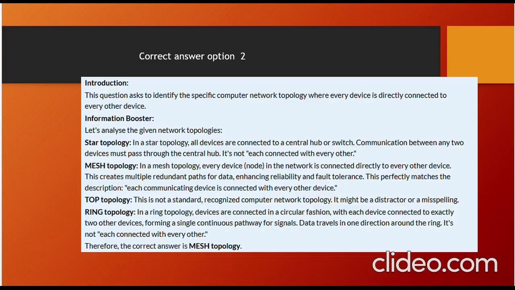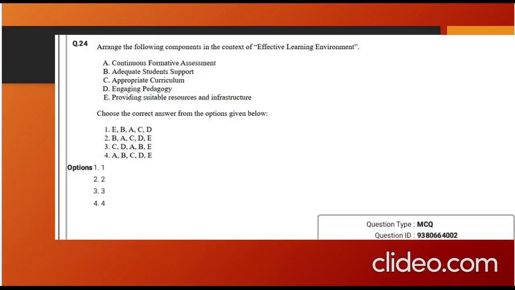Next question. Arrange the following components in the context of effective learning environment. A. Continuous formative assessment. B. Adequate student support. C. Appropriate curriculum. D. Engaging pedagogy. E. Providing suitable resources and infrastructure. The correct answer is taken from the options given: E, B, A, C, D; B, A, C, D, E; C, D, A, B, E; A, B, C, D, E. Options given 1, 2, 3 and 4. So the correct answer is option 3.